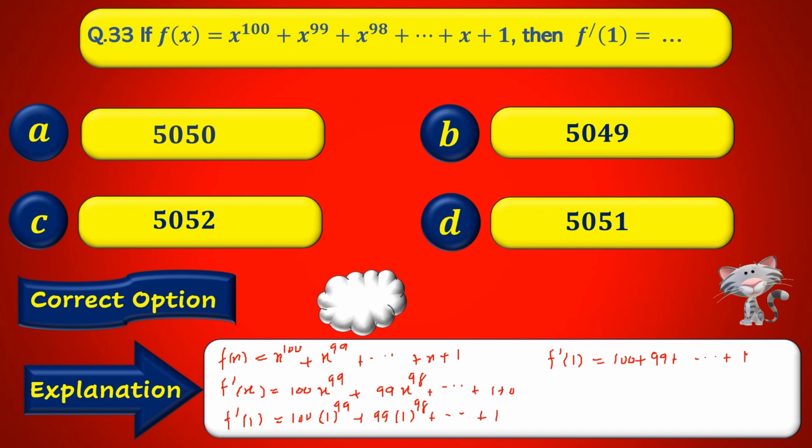And this is an arithmetic series. Its sum is n into n plus 1 by 2. n is last term minus first term, or first term minus last term, plus 1.